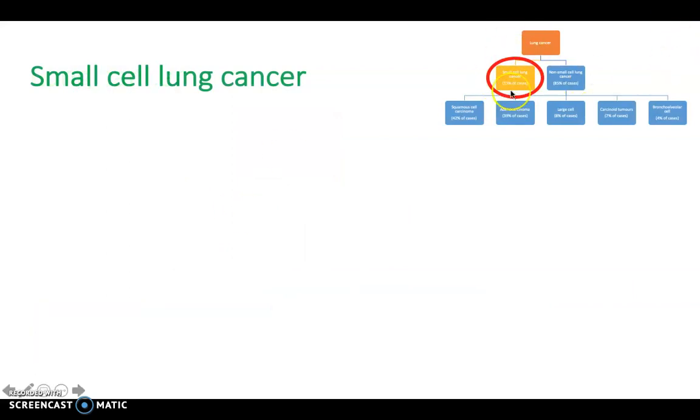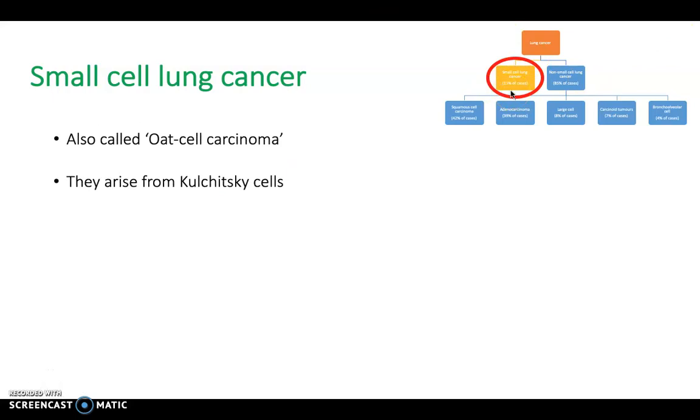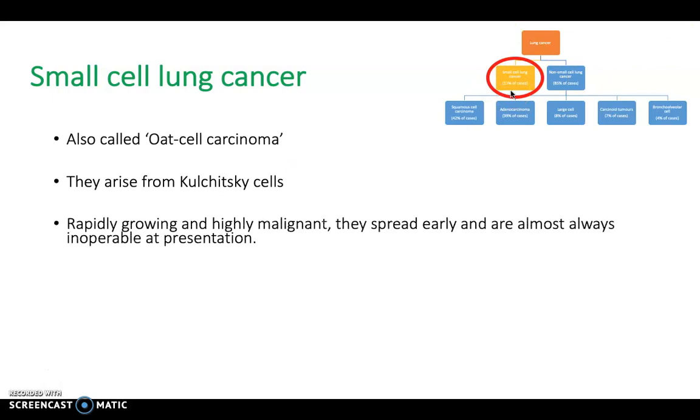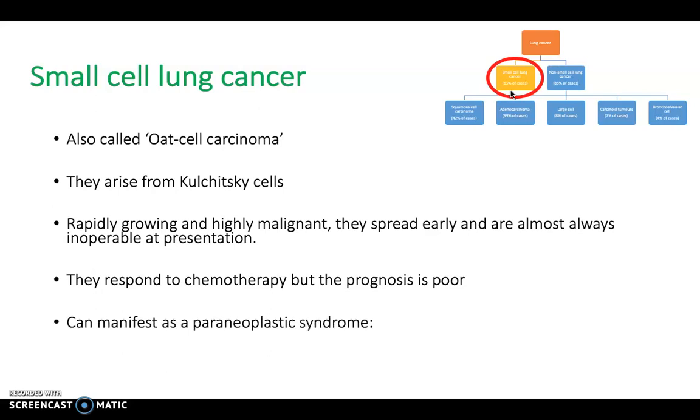So let's break it down and have a look at what a small cell lung cancer is first. It's also been called oat cell carcinoma, and they arise from cultured cells. They tend to be rapidly growing and they're highly malignant, so they spread early and are almost always inoperable when they present. The good thing is they respond to chemotherapy, however, even with this, the prognosis is still poor, unfortunately.